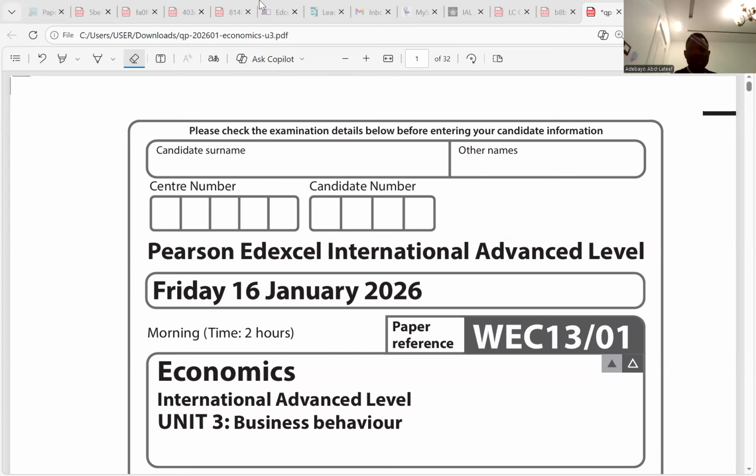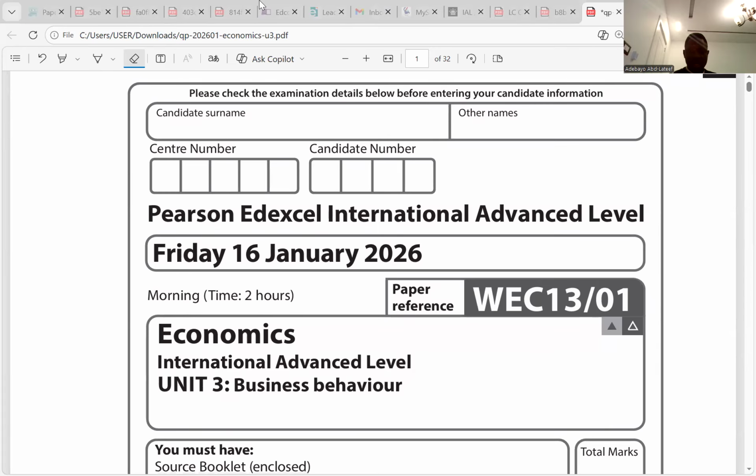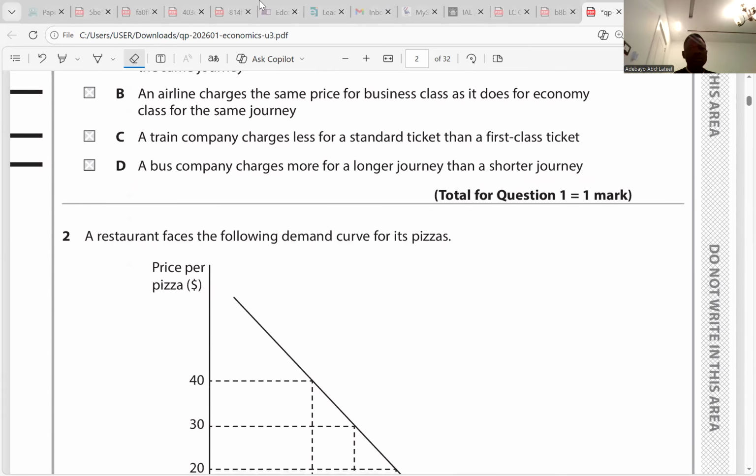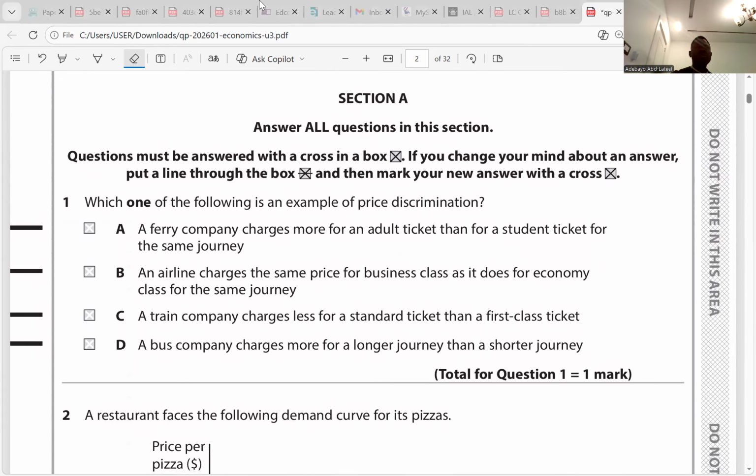So we have economics paper 3, January 2026. The first question says, which one of the following is an example of price discrimination? When there's price discrimination, it simply means different prices for the same products. That is price discrimination, different prices for the same products.